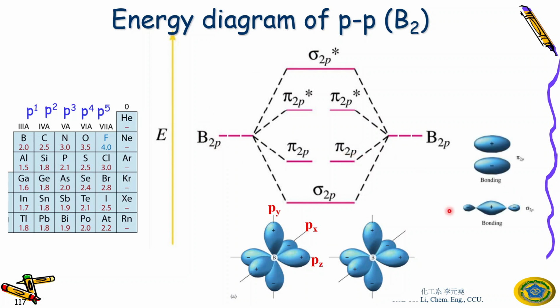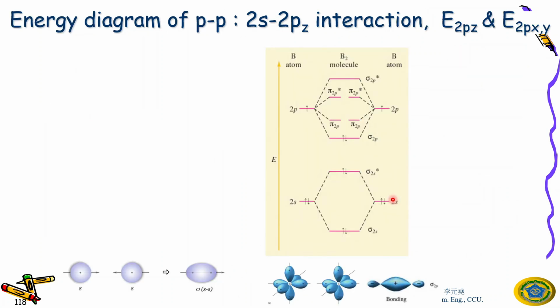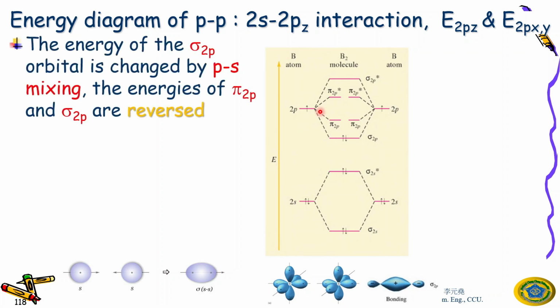So as I just showed you, if you do the LCAO-MO, you will get the orbitals. The shapes of the orbitals look like this. Okay. However, for boron, principally it needs to look like this. But however, there's an interaction between the 2s and the 2pz. The 2s and 2pz interaction makes the energy diagram look different. Well, I shouldn't say slightly. Hugely different. Why? Here's the reason.